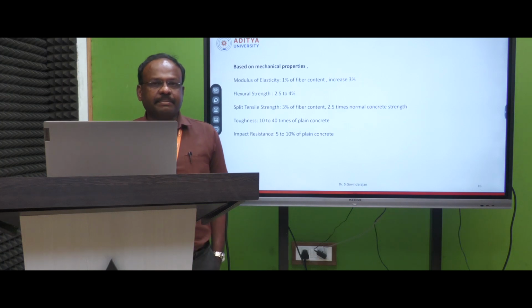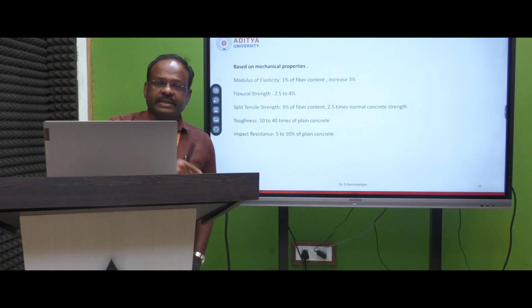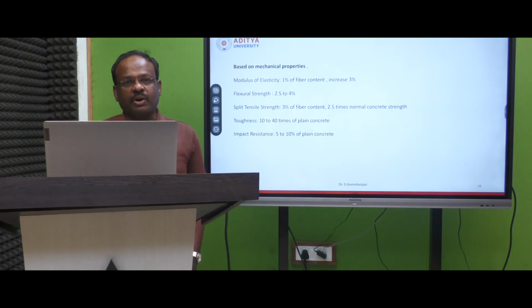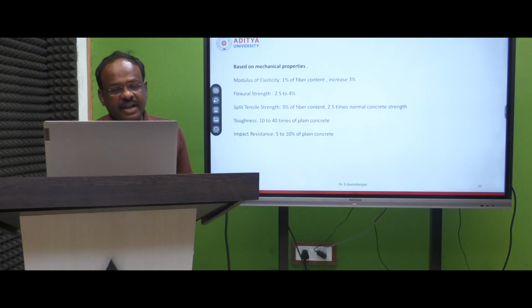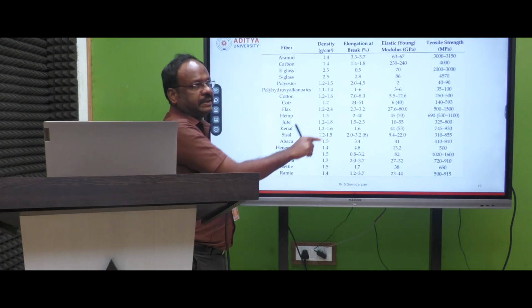And the last one, which I already mentioned, is impact resistance. Impact is nothing but suddenly applied shock and blast. When fiber is added, that value will be 5 to 10% higher compared with plain concrete. So these are the 5 parameters, based on the experimental result values only, right?